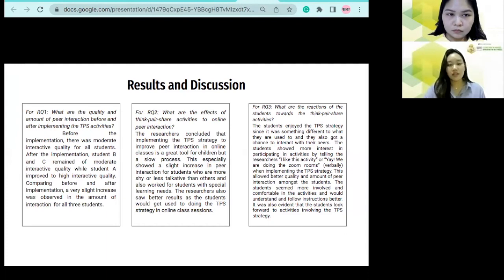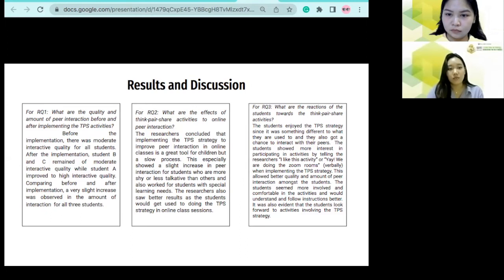So based on the findings, the research questions are answered as follows. For question number 1, what are the quality and amount of peer interaction before and after implementing the TPS activities? Before the implementation, there was moderate interactive quality for all students. After the implementation, student B and student C remained of moderate interactive quality, while student A improved to high interactive quality.